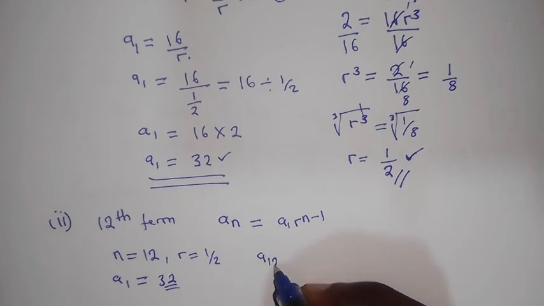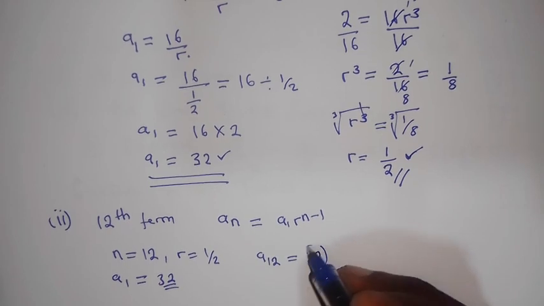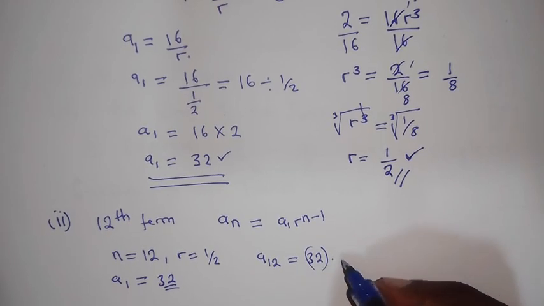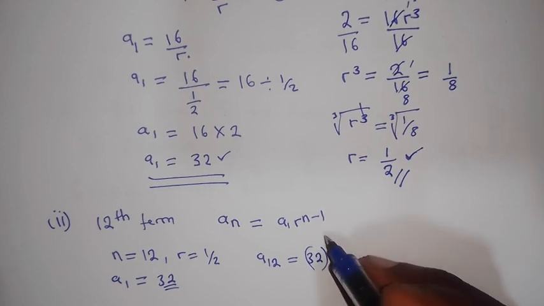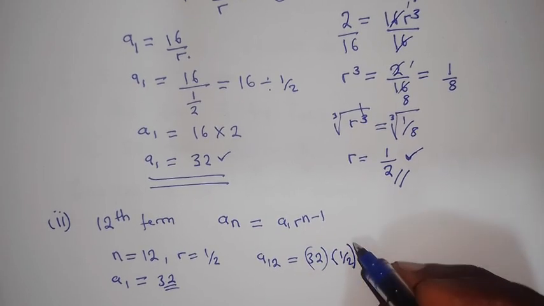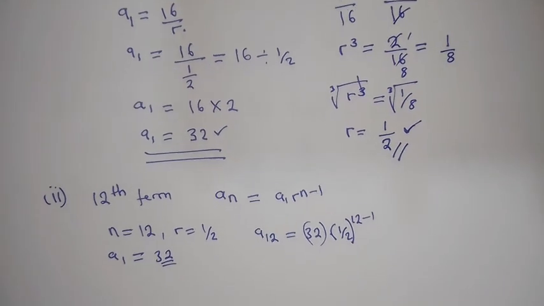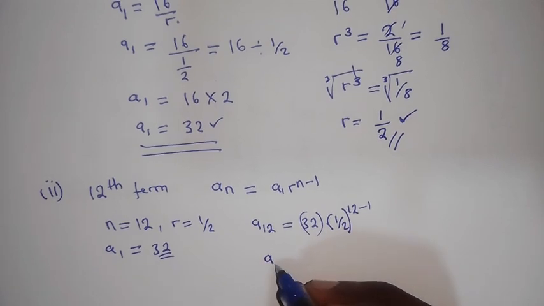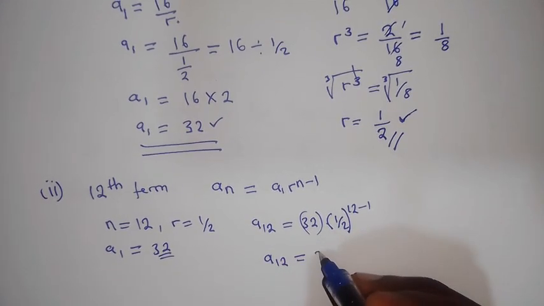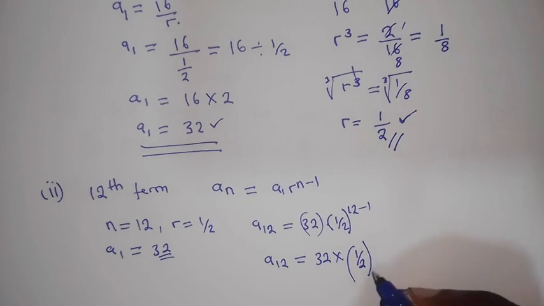So your n is 12, and your first term is 32, in brackets, meaning the common ratio is half. Then the exponent is 12 minus 1. So from there, your a12 is equal to 32 multiplied by, open the bracket, half to the power 11.